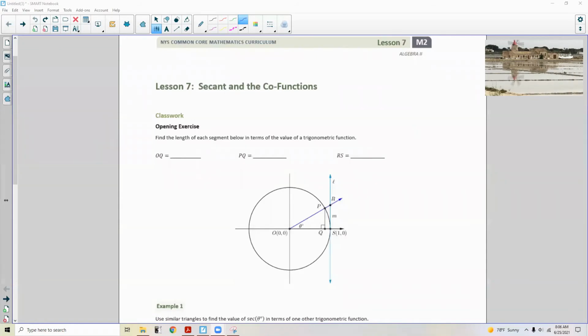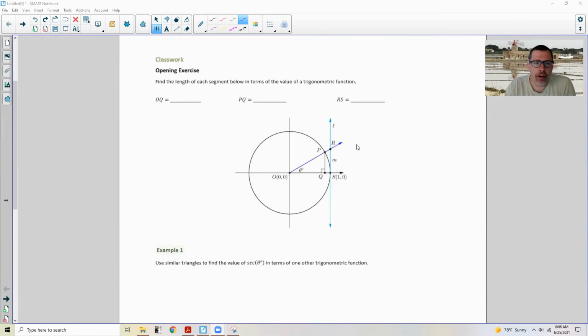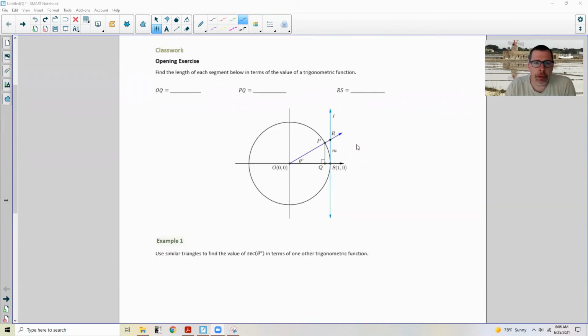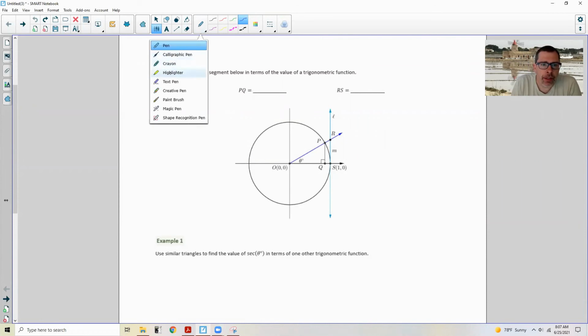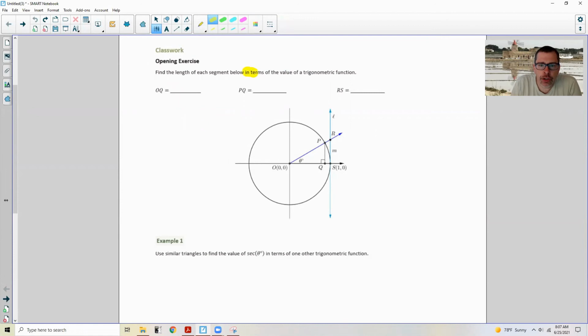Okay, lesson 7, secant and the cofunctions. Classwork opening exercise: find the length of each segment below in terms of the value of a trigonometric function. So the only distance we can find from here is OS is 1, OP is 1, but without knowing theta, I don't know the length of PQ, I don't know the length of OQ, I don't know the length of RS. So in terms of trig functions, we can answer these with respect to theta.